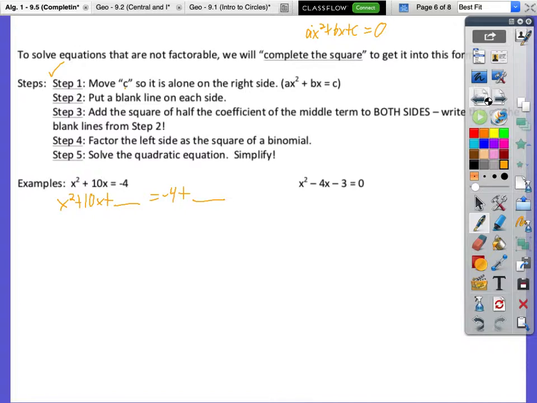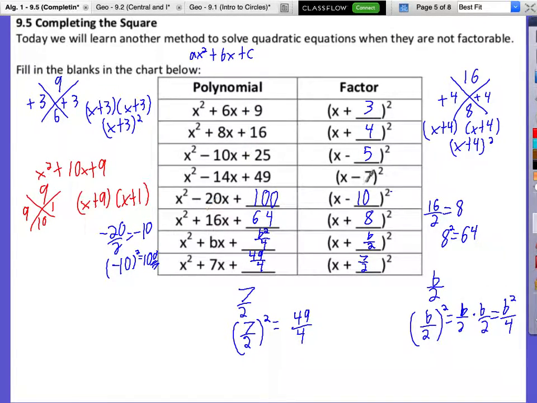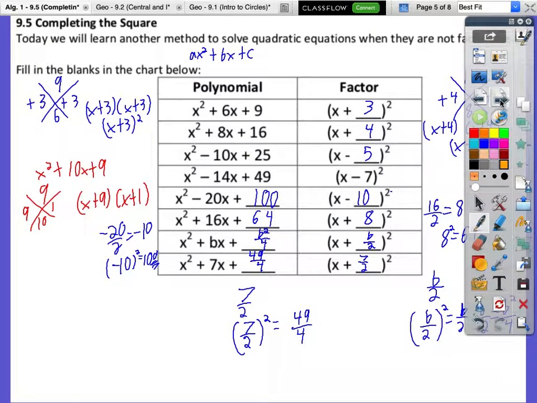Regardless of these other signs, because anytime you square something, it's going to be positive.